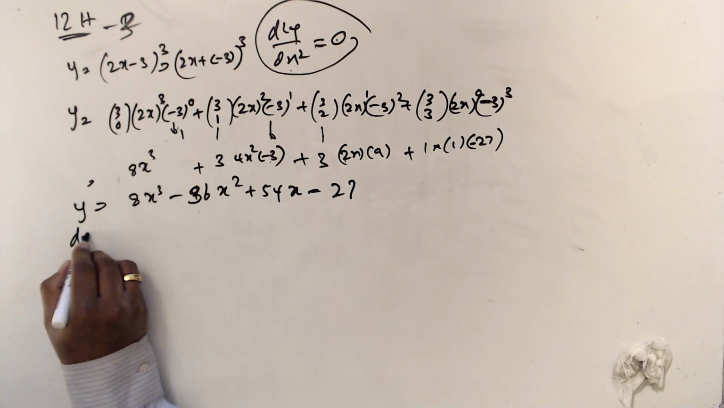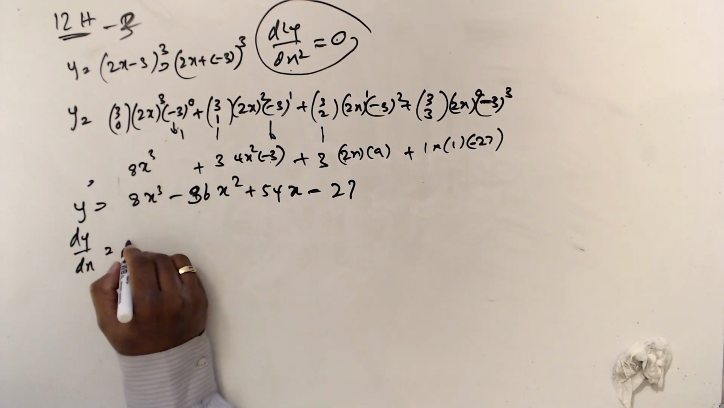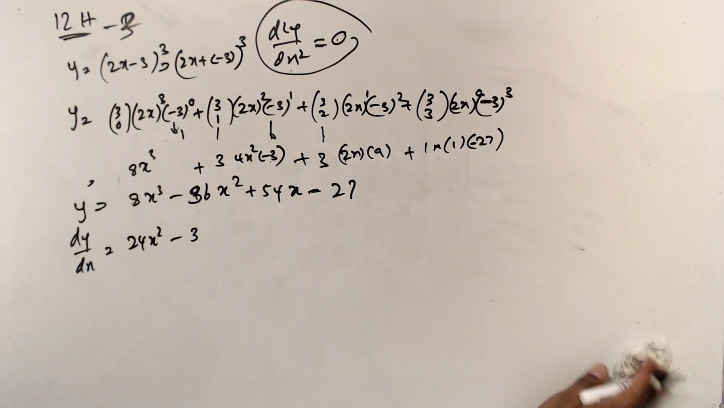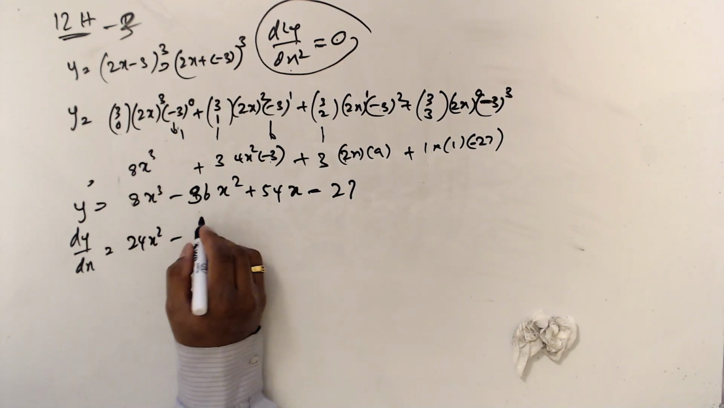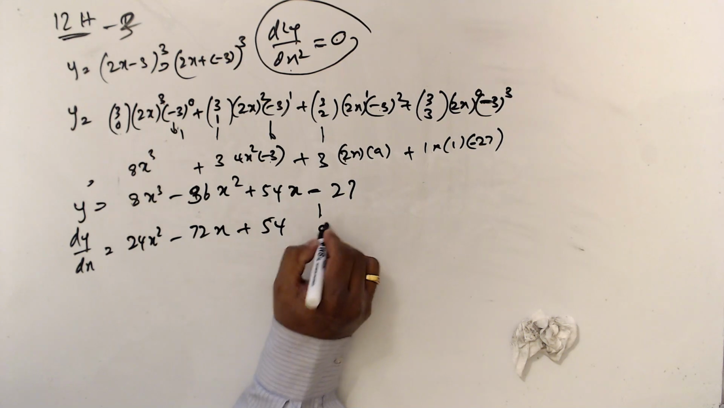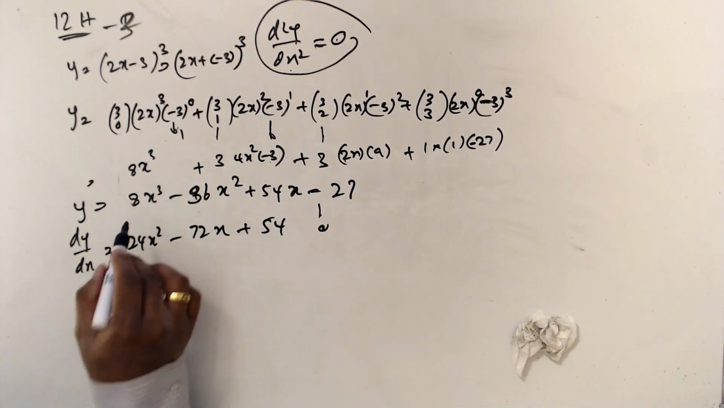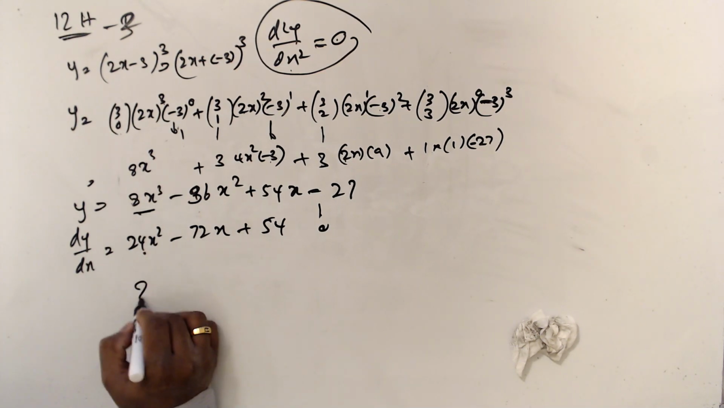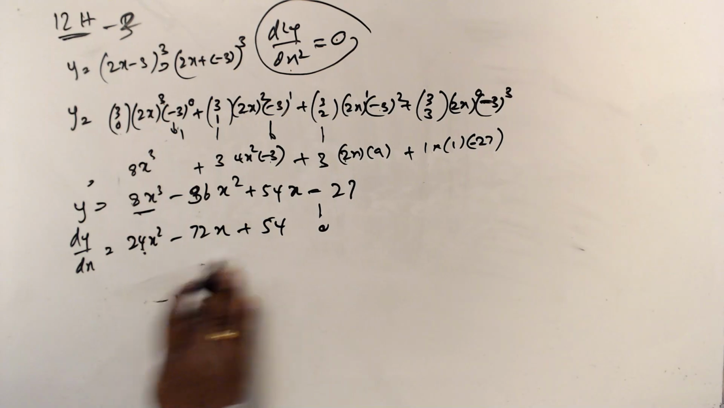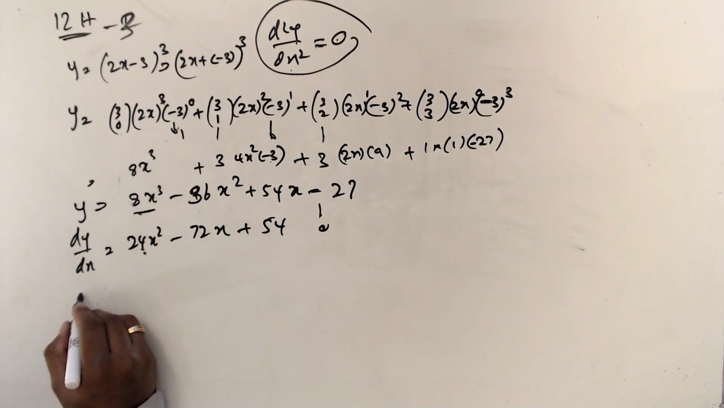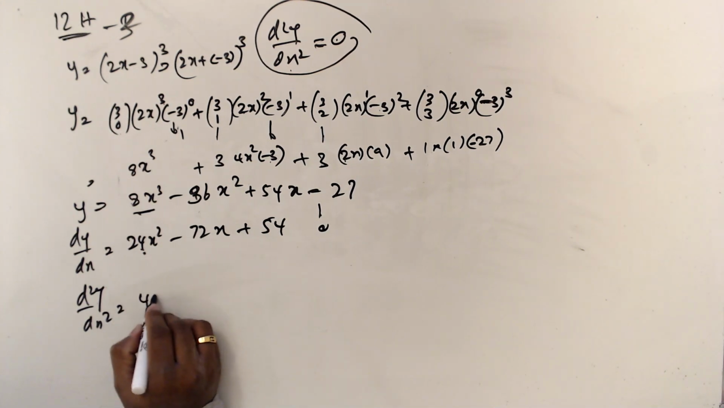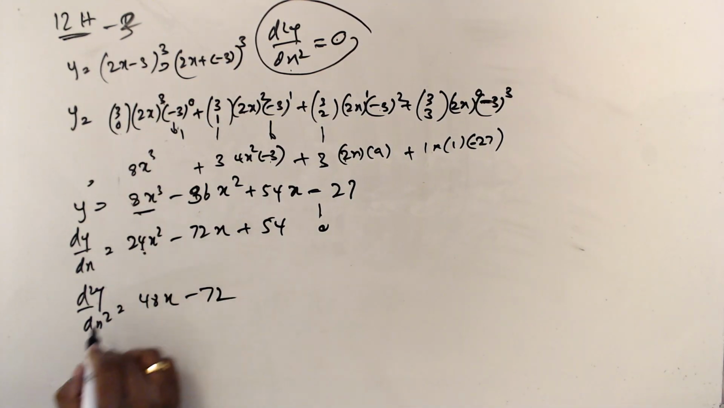Now we'll find dy over dx. This is going to be 3 times 8, 24 x square, minus 36 times 2, 72x, plus 54. I got this because 8 times 3 is 24 x square, and 36 times 2 is 72. That's how I got this. And then d square y over dx square is going to be 48x minus 72. Now we found this one.